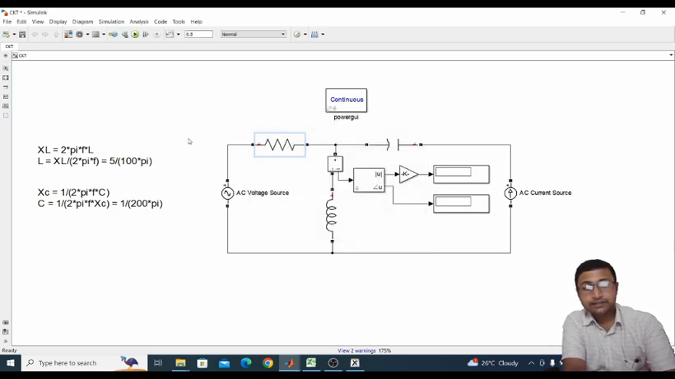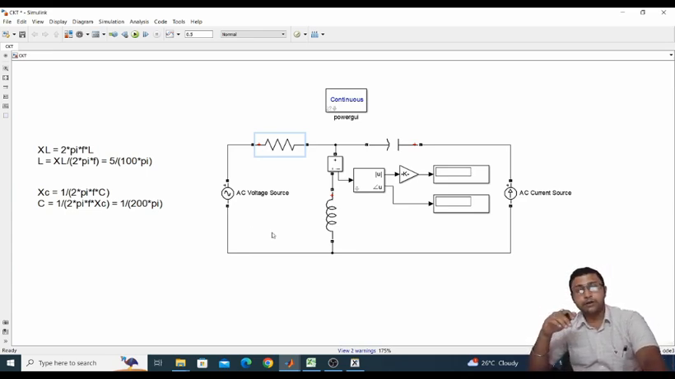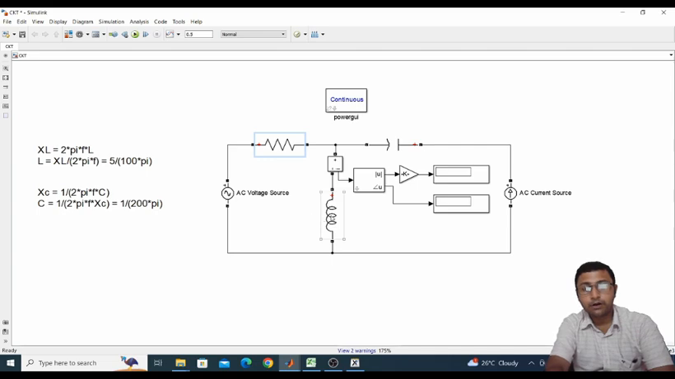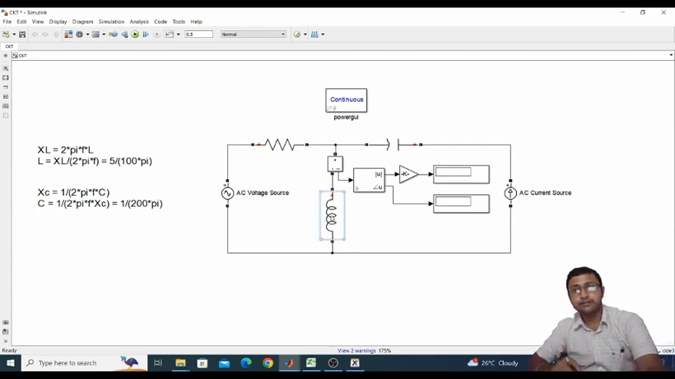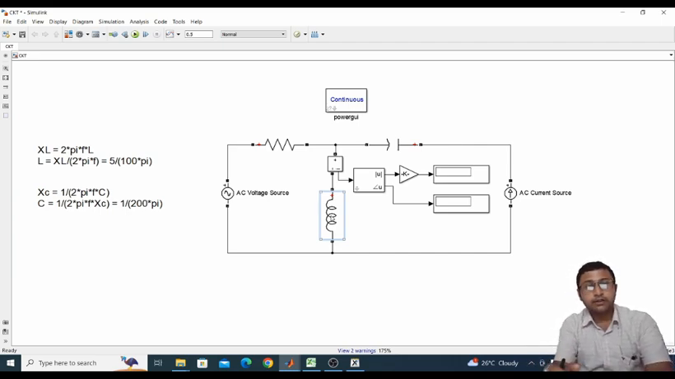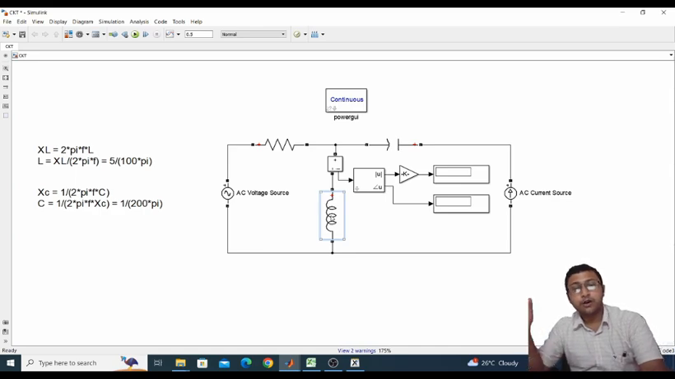But the interesting thing is how to calculate the value of L and C, because in our theoretical problem the value of inductive reactance is j5 in ohm. Okay, but in simulation I have to put the value of only the inductance, that is in Henry, not in ohm, not the value of inductive reactance. I cannot put that value. So we have to convert the value of inductive reactance to the inductance.